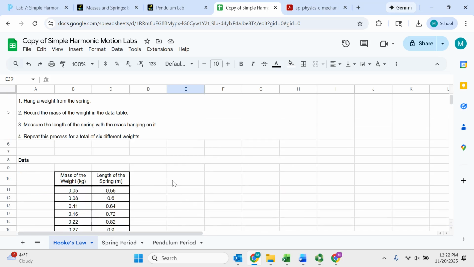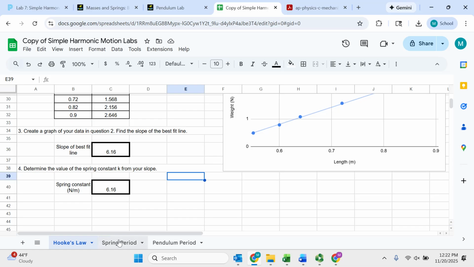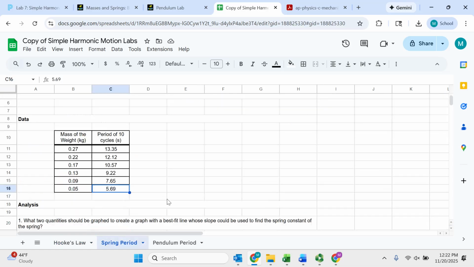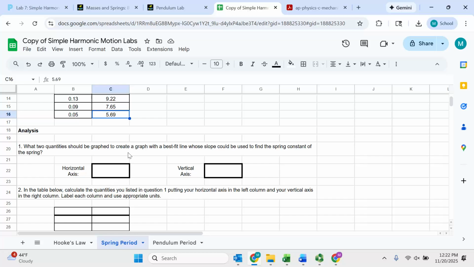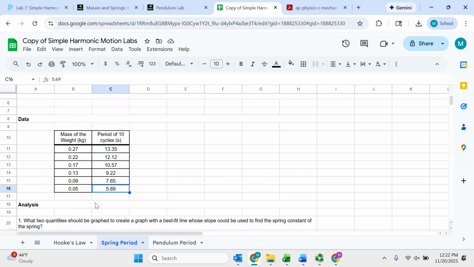So I've already done this Hooke's law lab. I've done all my calculations. I found the spring constant. And so I'm moving on to the second part of this, the period part. And so I want to now know, how do I enter the formulas in to do the calculations that I want to do? So first thing I'm going to do is decide what variables I'm going to put on my horizontal and vertical axis. And the way I do this is to go back and look at the formula that relates mass and period for a spring.